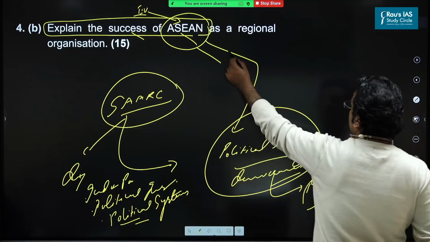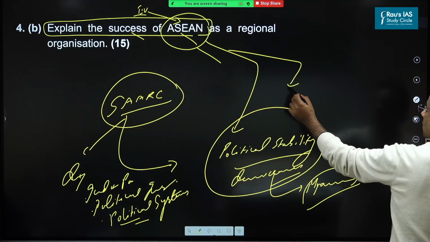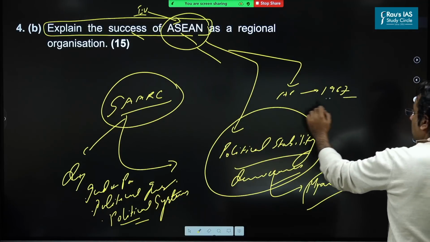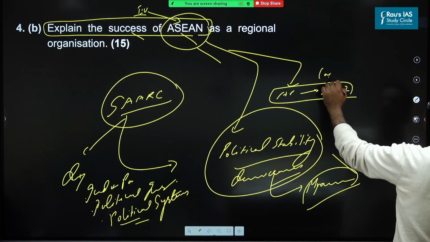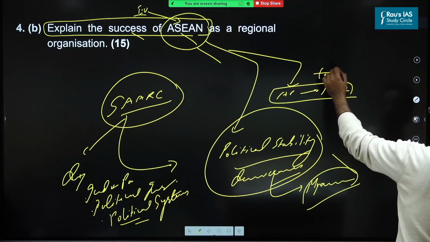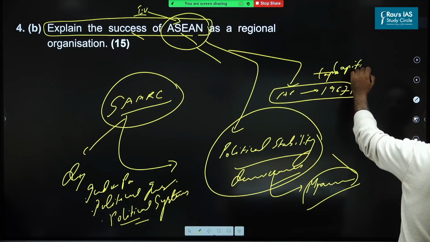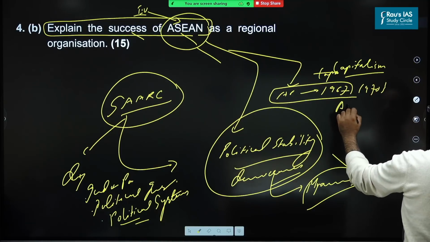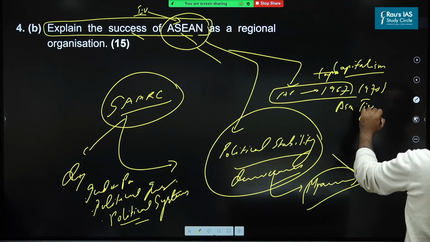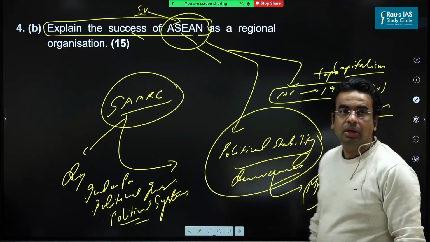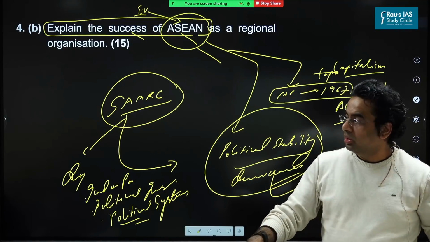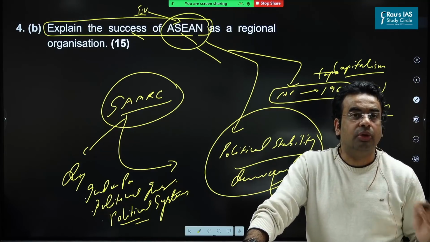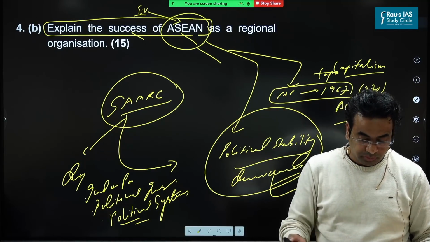Another is ASEAN, formed in 1967 during the Cold War, and Asian economies tilted towards capitalism way back around the 70s. That's why they are known as Asian tigers. Okay. So on these two lines, the answer needs to be given for this particular question.